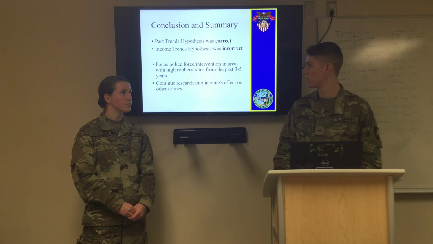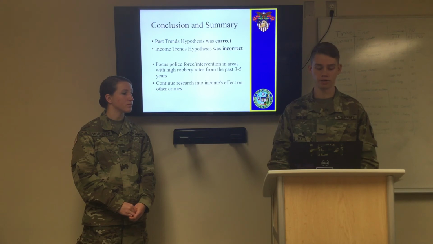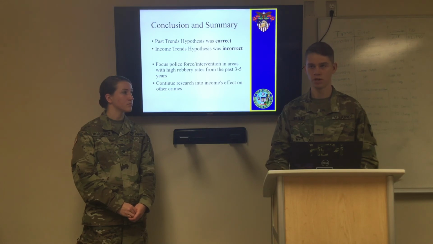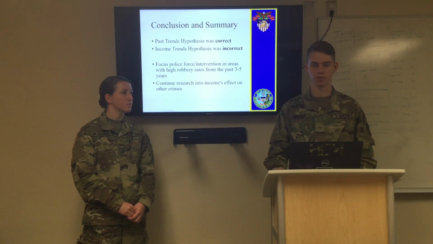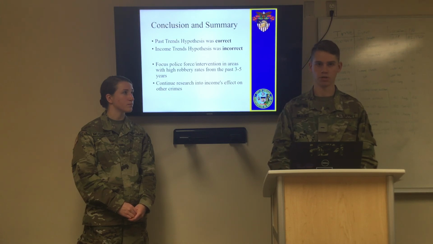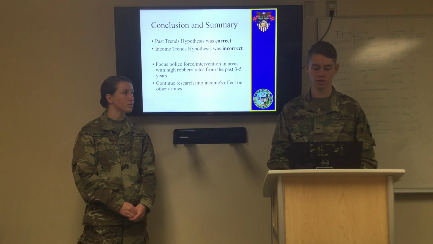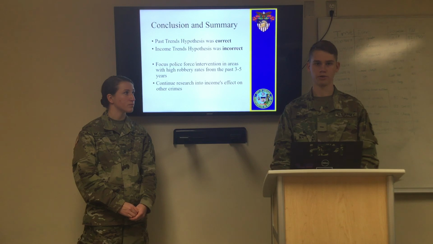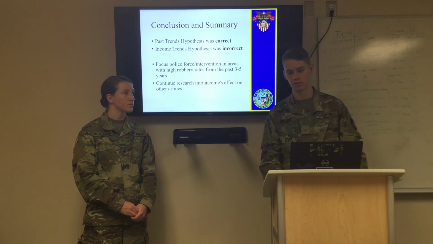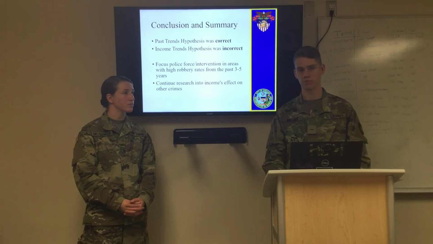Our suggestion for solving the past trends issue is to focus our police force intervention in these areas of high robbery from the past 3 to 5 years. Potentially put more stations, more community involvement. There are studies that suggest that having community buy-in and a sense of belonging to a neighborhood decreases crime rates, so maybe focus on that aspect for those neighborhoods. And then for income, we suggest continuing more research into income's effects on other crimes. There is research that has suggested a positive or a negative correlation between those two factors, but that's not what we discovered in this data.